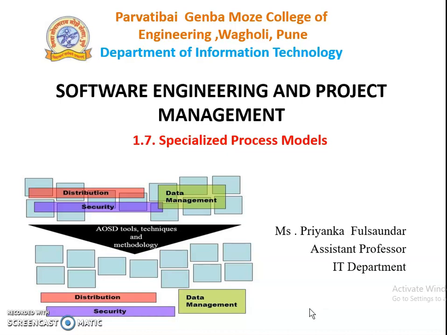In my previous video, we learned about software process models: the waterfall model, incremental model, evolutionary process model and its types, such as the prototyping model, spiral model, and concurrent model. And in this video, we learn the specialized process model and its types. Now we will discuss one by one.